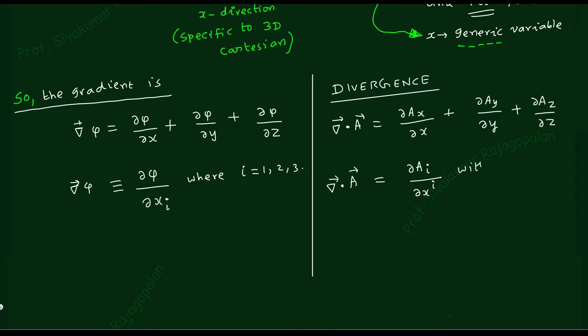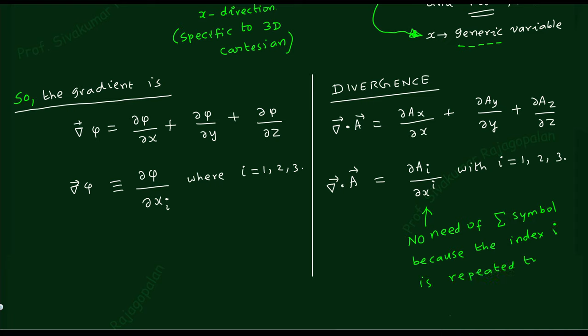So once again, the important point is that we don't require summation. So when you write a few of these expressions, you realize that there is no need of the sigma symbol. Sigma symbol means the addition is going on there. That is not required. Why is it not required? Because the index is repeated twice. Which index? The index i is repeated twice.